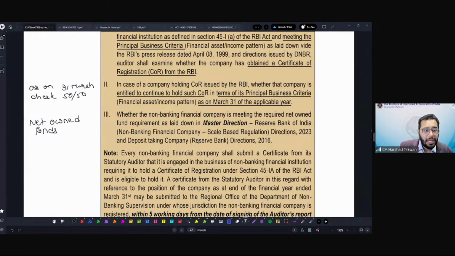So whether the non-banking financial company is meeting the requirements of net owned funds as laid down in the scale-based regulation. As specified in the scale-based regulation, whether it is meeting the net owned funds requirement or not. What is the requirement of net owned funds? Quickly, guys, for the base layer. Net owned fund requirement, quickly.